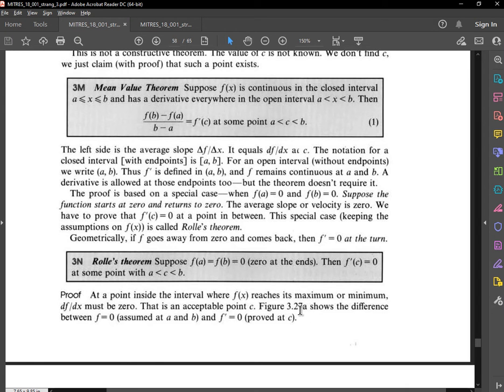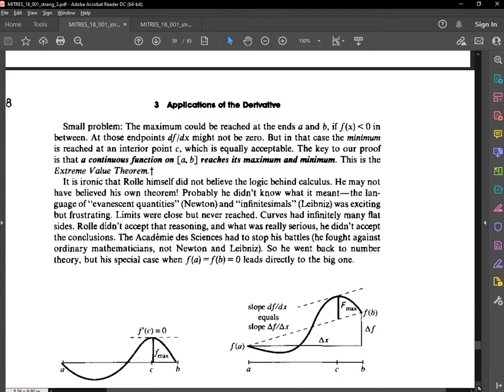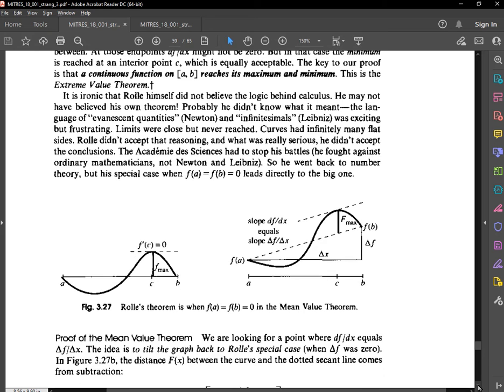He's got the same picture here, except he calls this new function f of t. So here was the original function, and here is the transformed function. You can see that if the slope of my original function is equal to the average slope, that's the same thing as saying the slope of the transformed function is 0.